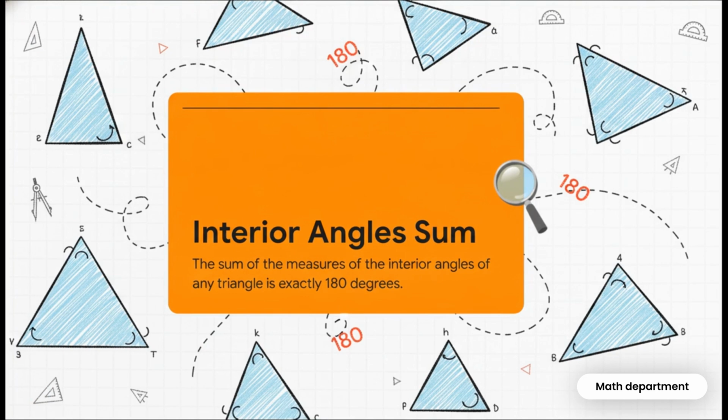So, the crucial point is this. The sum of the measures of the interior angles of any triangle is exactly 180 degrees. It totally doesn't matter if the triangle is tall, wide, squished, or perfectly even. If you add up the 3 inside angles, they will always hit exactly 180.